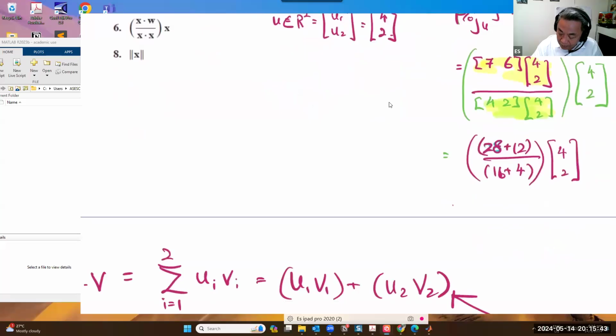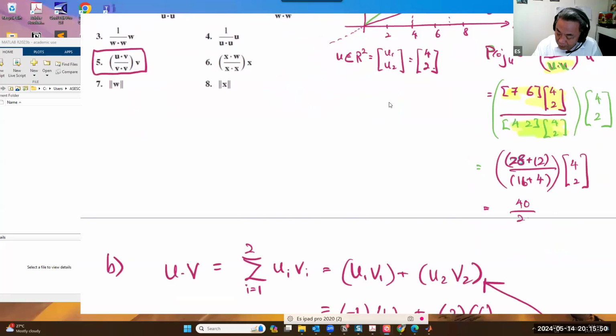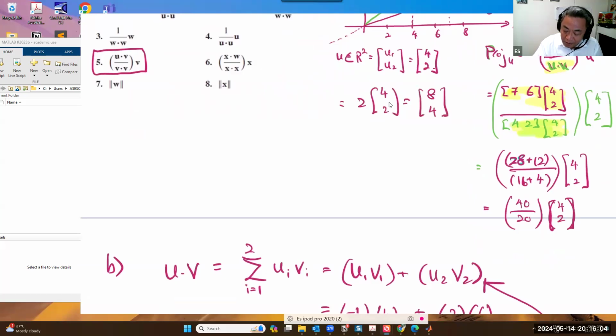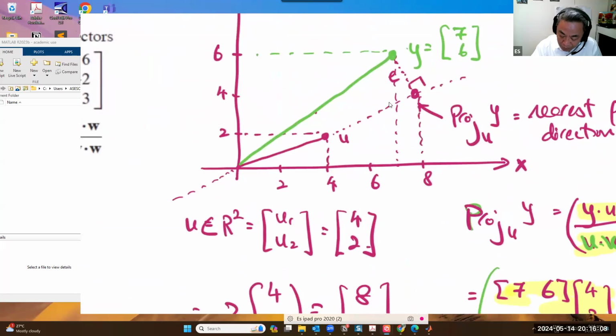And the answer is 28 plus 12 is 40. 16 plus 4 is 20. 4, 2. Oops. And the answer is equal to 2 times 4, 2, which equals 8, 4. And let us see. Is it 8, 4? Oh, almost. 8, 4. Right?